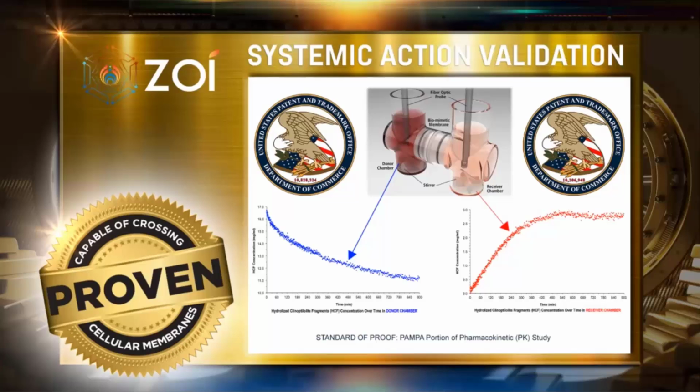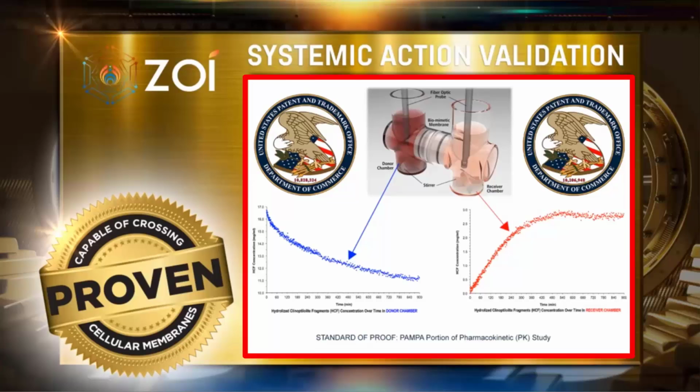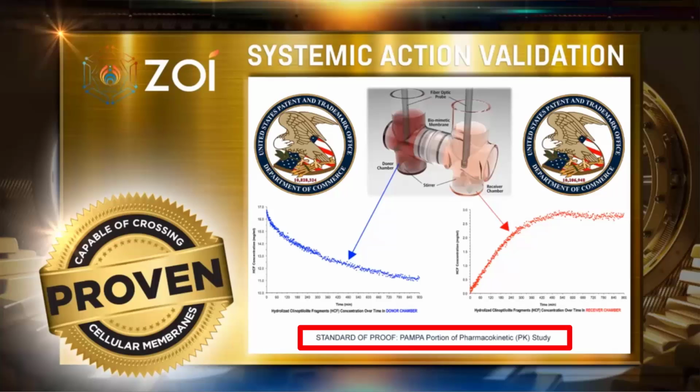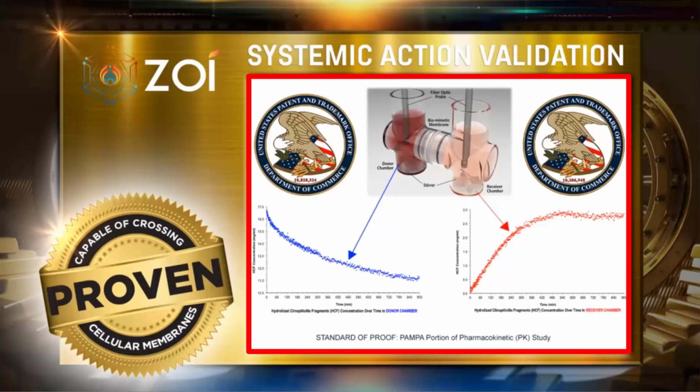Metron Nutraceuticals, ZOI Global's world-class supplier, went on an unprecedented extra mile to prove to you, the consumer, that ZOI ClearDrops crosses cellular membranes. The ZOI Systemic Action Validation Standard of Proof is called a pharmacokinetic study. The PAMPA portion of the pharmacokinetic study determines whether or not a compound can even be absorbed. Guys, this is the same study that is performed on every drug in a pharmacy. Do you understand how big this is in the dietary supplement or nutraceutical market space? At ZOI Global, we don't make nonsense claims. We just show you the proof.